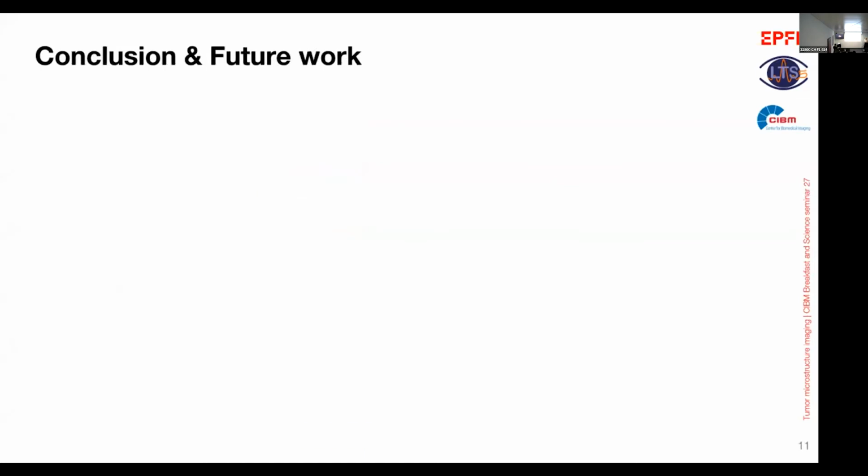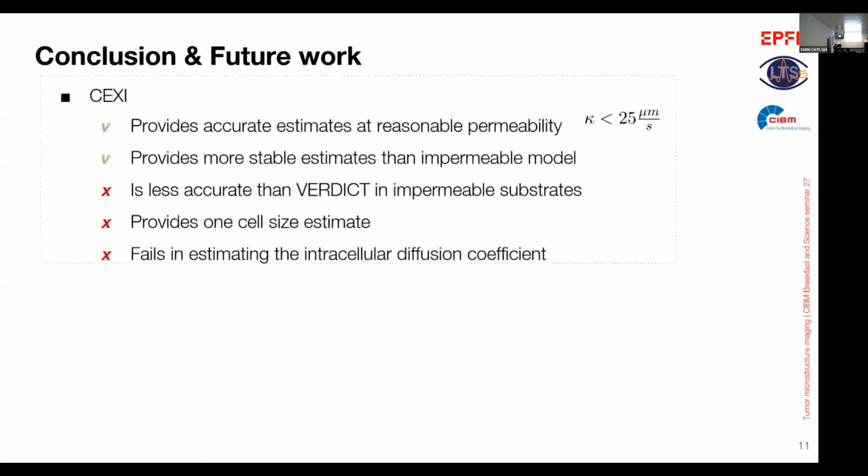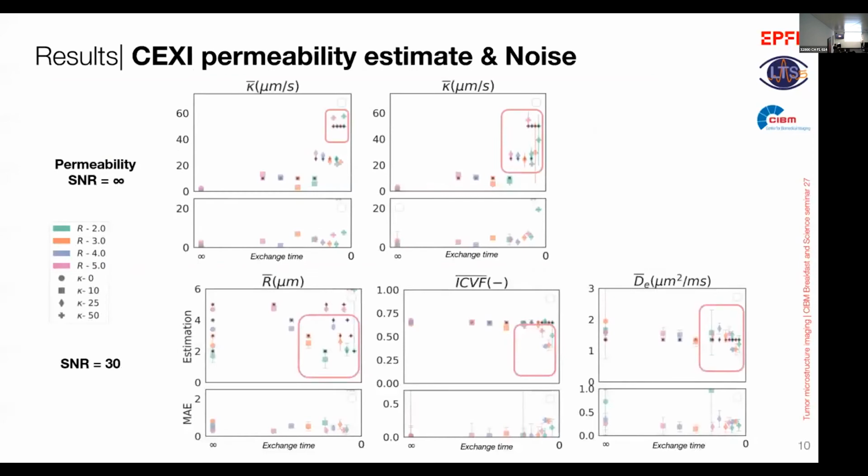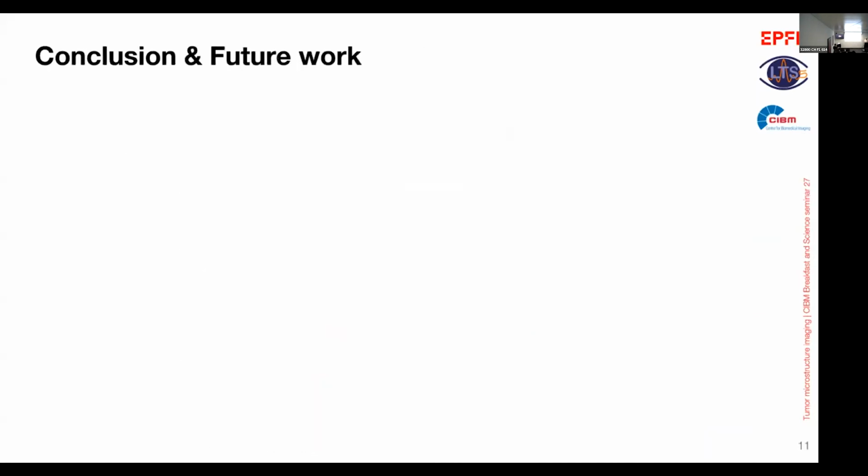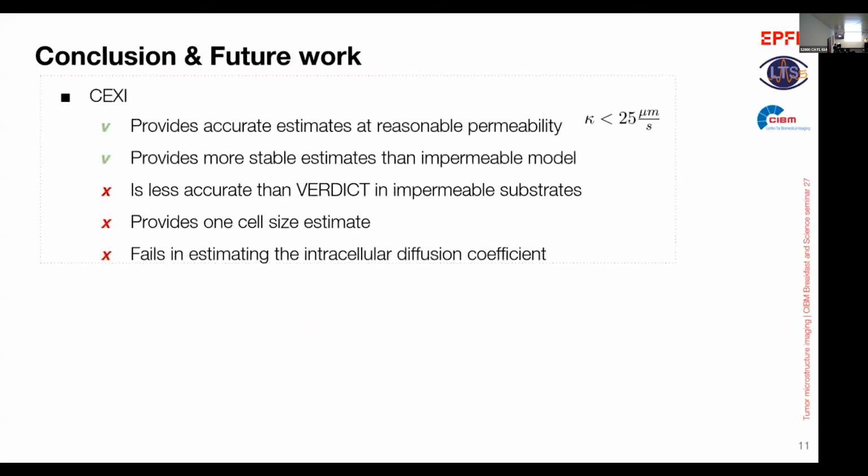So to conclude this presentation, SEXI provides accurate estimates if we are at reasonable permeability. But as I mentioned, in the case of tumors, we are in the range of this value, so really for the squares, which means that we are in the safe area, let's say. And it provides more stable estimates than impermeable models. I showed the results for SEXI for a verdict, but we compared it with other models and the results are very similar.